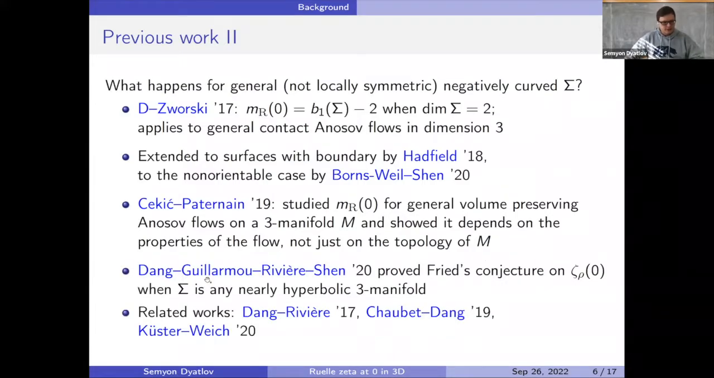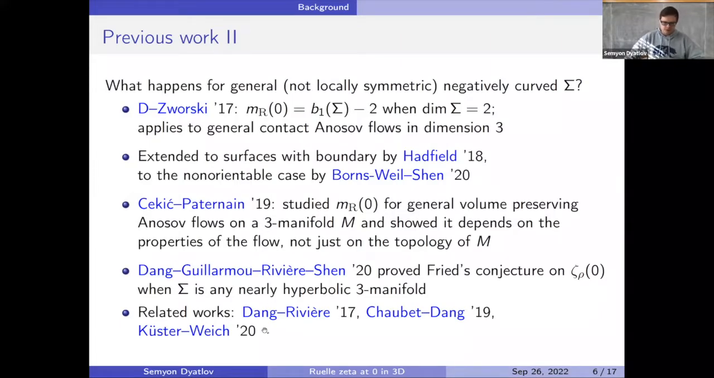Now here's a nice result by Dang, Guillarmou, Rivière, and Shen. So they proved Fried's conjecture, the conjecture about the value of the zeta function, how it relates to the analytic torsion, for any nearly hyperbolic 3-manifold. It's a special case, of course, but it's very nice. It's the first result like that in a case which is not locally symmetric.